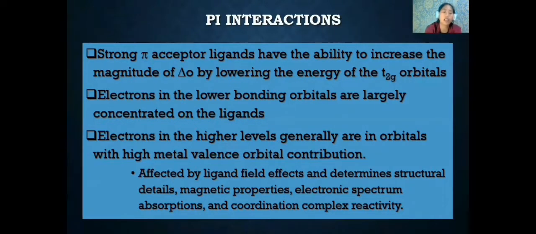So, pi interactions. Strong pi acceptor ligands have the ability to increase the magnitude of delta O by lowering the energy of the t2g orbitals. Electrons in the lower bonding orbitals are largely concentrated on the ligands. Electrons in the higher levels generally are in orbitals with high metal valence orbital contributions. So this is affected by ligand field effects and determines structural details, magnetic properties, electronic spectrum absorptions, and coordination complex reactivity.